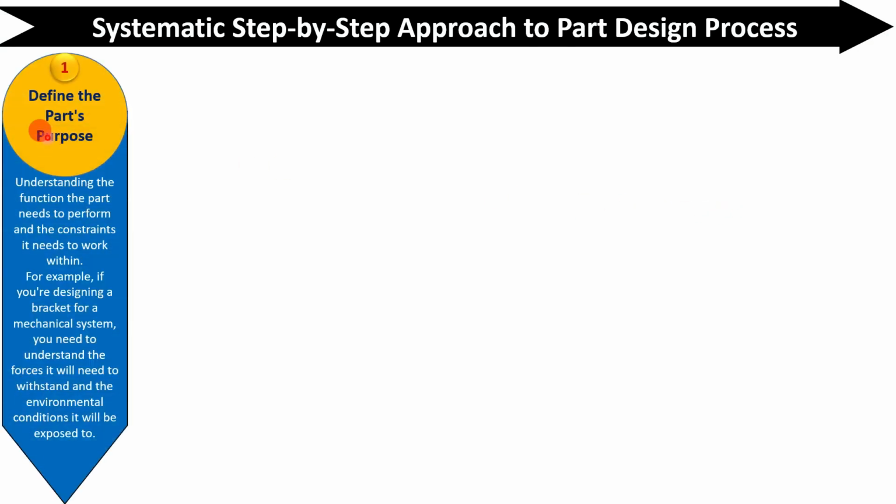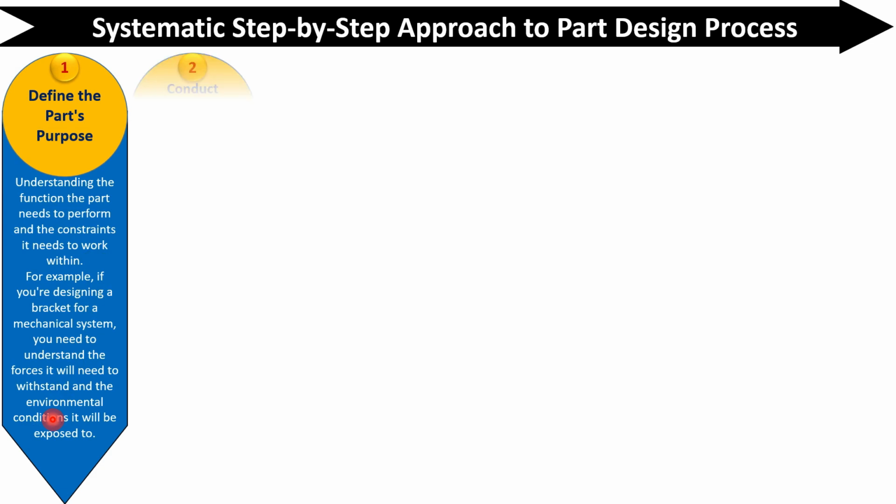The first step in the part design process is to define the part purpose. This involves understanding the function the part needs to perform and the constraints it needs to work within. So we need to understand the function and constraints of the product or part. If you take an example, if you are designing a bracket for a mechanical system, then you need to understand the forces coming on the product, and the product must withstand those forces, and it will also survive in all the environmental conditions.